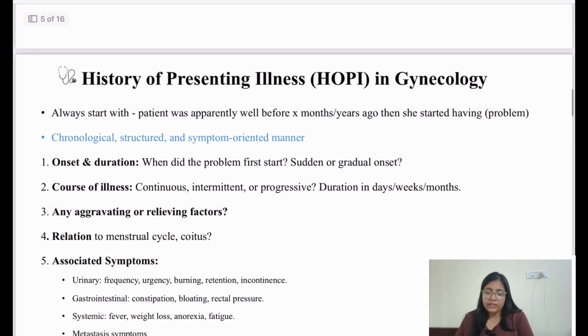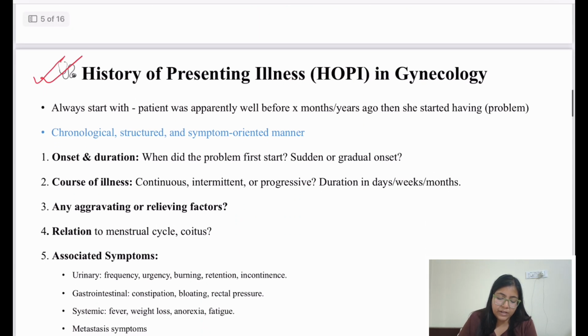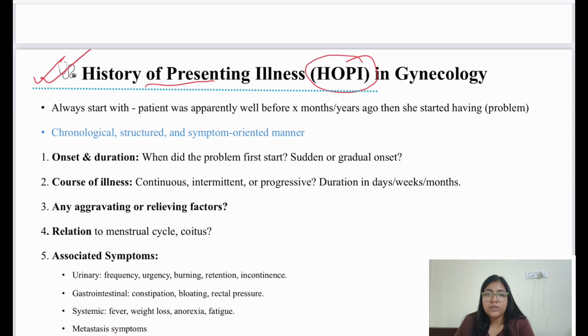Then comes the important part of the history, HOPI, history of present illness. Always start with, like, the patient was apparently well till 2 years ago. If the patient complains she has had heavy menstrual bleeding for the last 2 years, in the history of present illness you start with the patient was apparently well 2 years ago. Then she started having heavy menstrual bleeding, and then you mention the onset and duration. You ask the patient when the problem started and how the onset was, whether it was sudden or gradual, as you ask in medicine and surgery history taking.